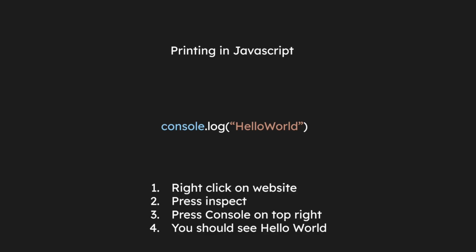Console.log lets you print values and variables straight from your JavaScript code into your web browser's console. Now, you can access your web browser's console by right-clicking on your web page, pressing Inspect Element, selecting the Console tab on the top right. Here, you'll see error messages, warnings, and whatever you print using console.log.